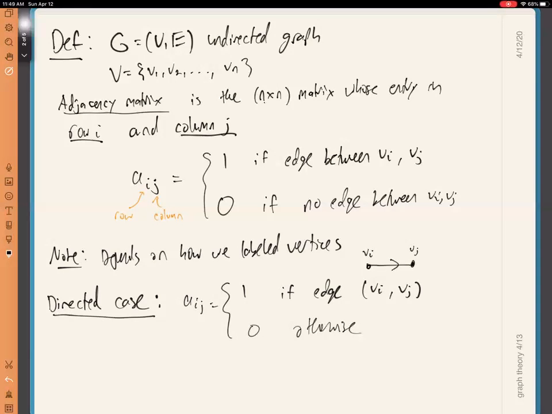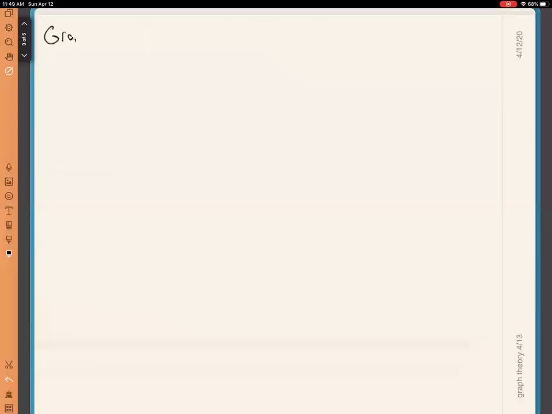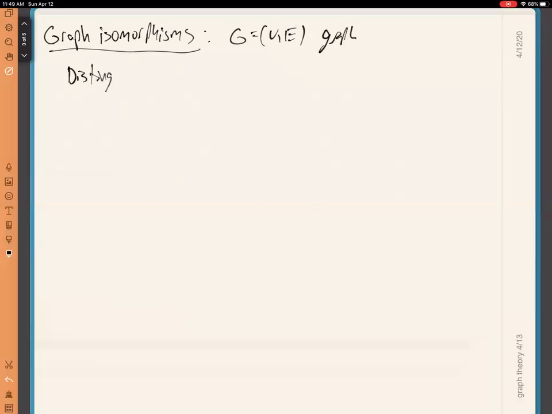And so this is related to something called graph isomorphisms, right? And so what are the distinguishing features of a particular graph? So let's say G is given to us as a graph. Right, and so, well, there's two. So the first is just the number of vertices, right? How many vertices are there? And then the second is the edge relationships among the vertices.